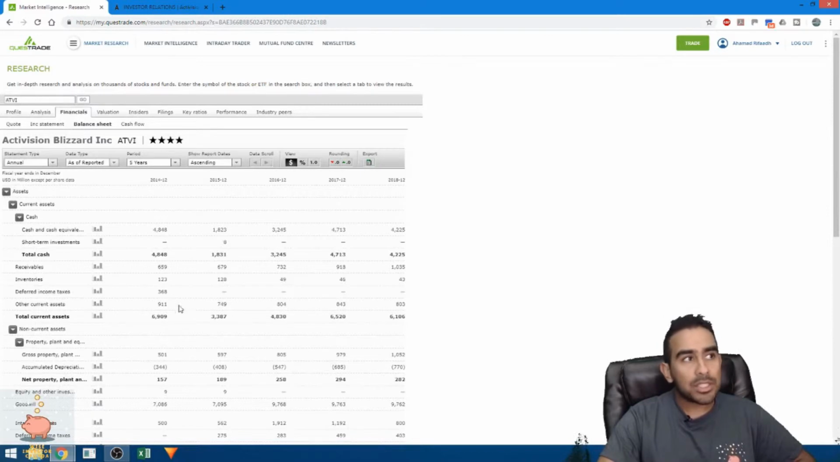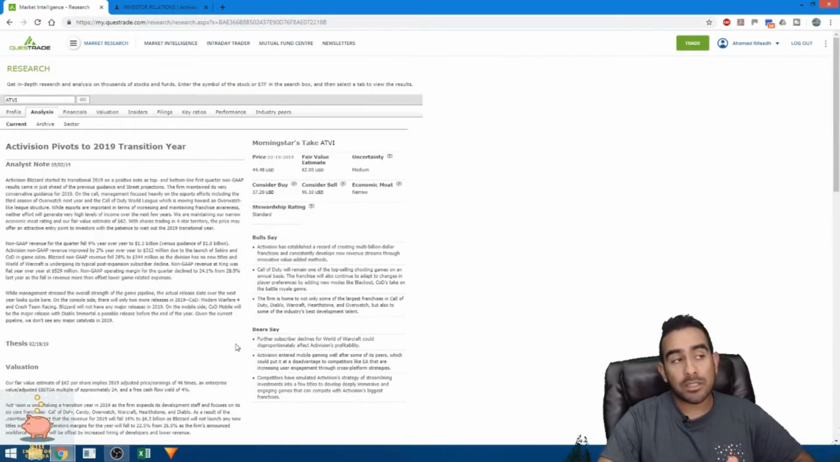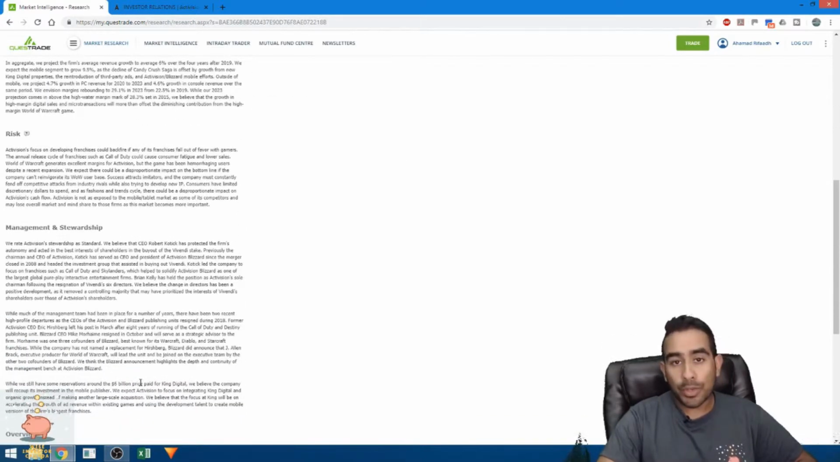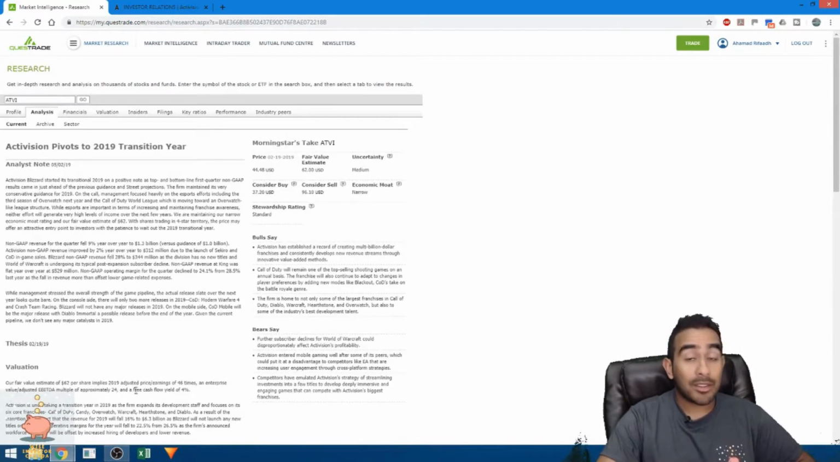I go through the balance sheet to get an idea, and also read the analysis that's provided on Questrade. You can see here, I read the thesis, what's the valuation, what are the risks, and go through that also to help understand the company better. This is also information that they provide. It's good to know, it's basic knowledge.